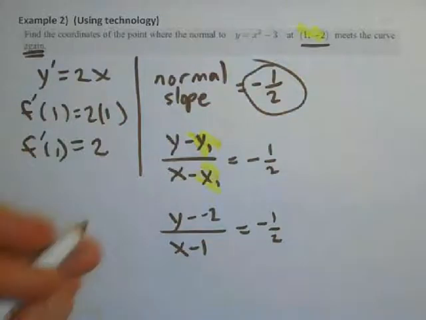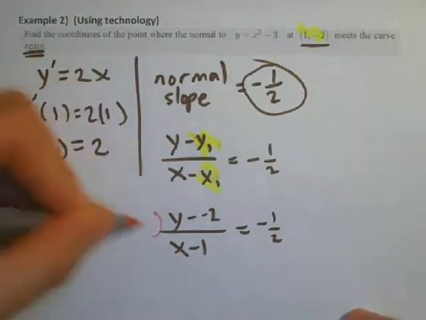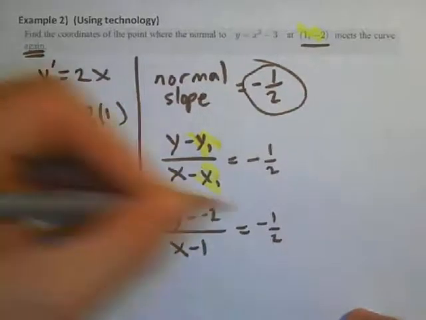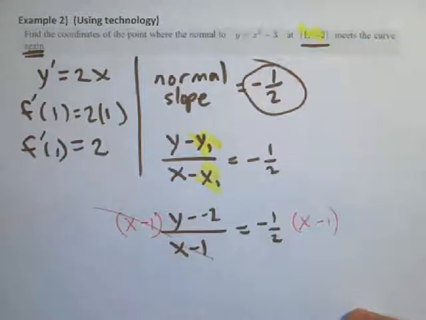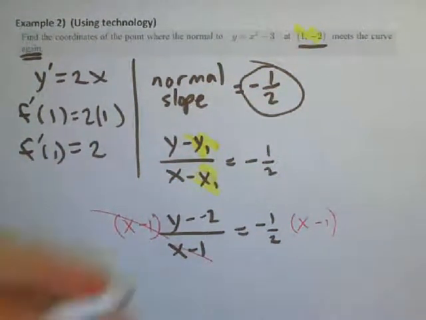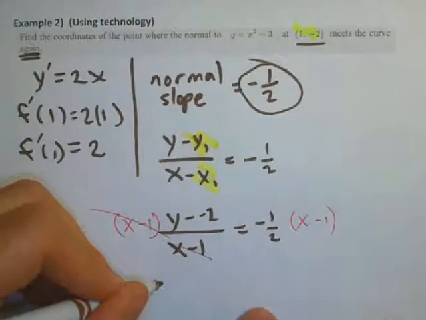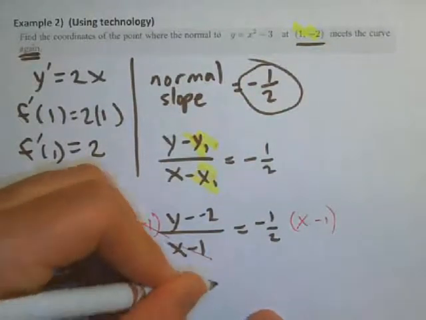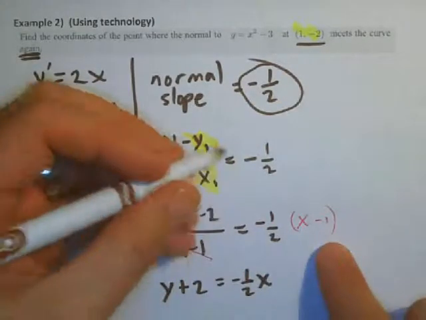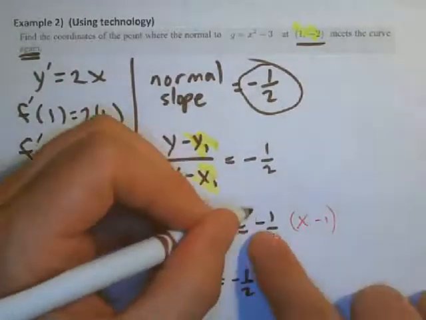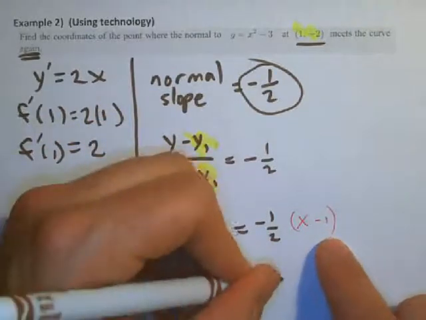Okay. Now, in the previous example, we multiplied both sides of the equation by x minus 1. Let's do that again to make that cancel out. And now I've got minus negative, so that's really y plus, right? Plus 2 equals negative 1/2 x. Negative times negative 1 is going to give me positive 1/2.